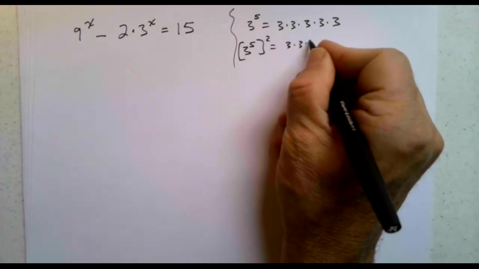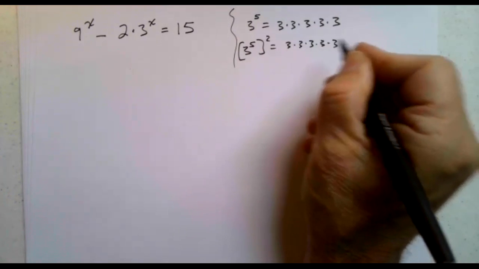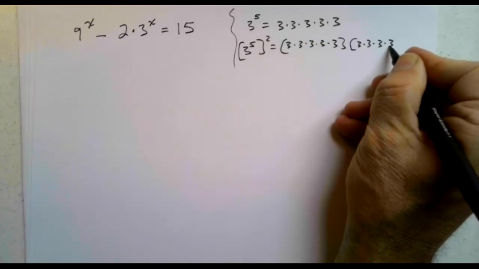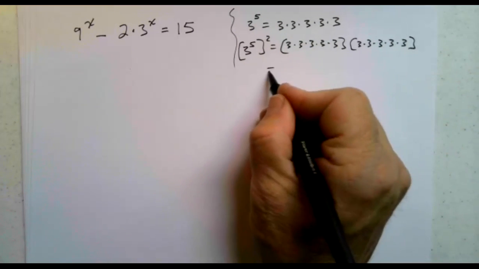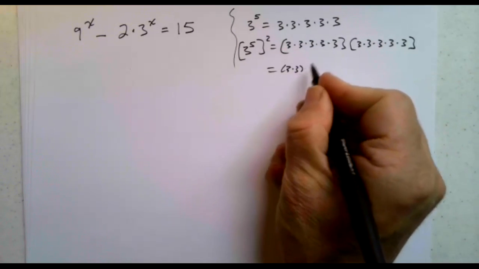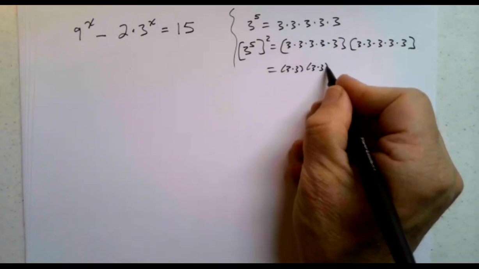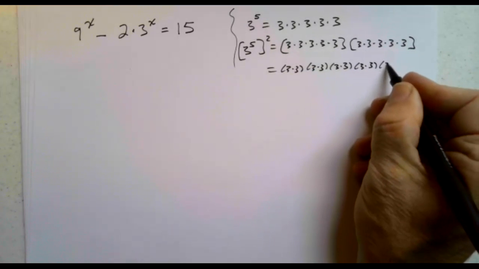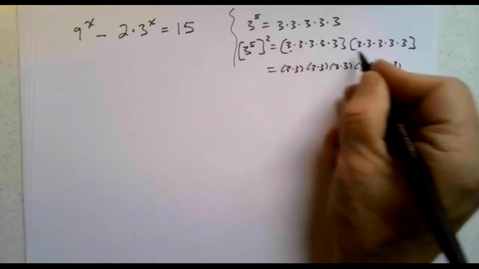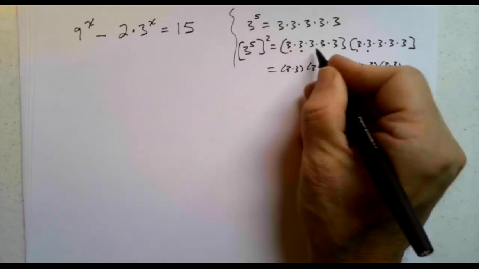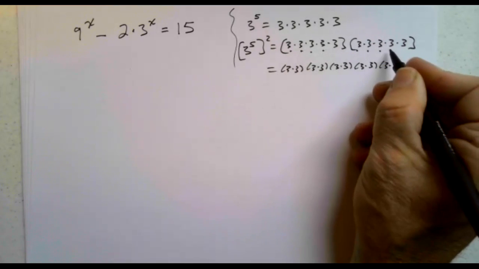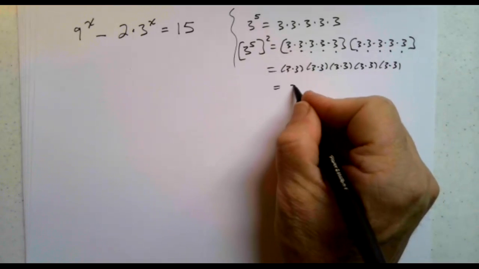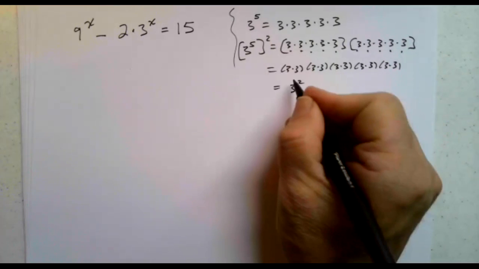That would be 3 times 3 times 3 times 3 times 3 multiplied by 3 times 3 times 3 times 3 times 3. So that's 3 to the 5th times 3 to the 5th, which is the same as 3 times 3, 3 times 3, 3 times 3, 3 times 3, 3 times 3. See, this first one times this first one, the second one times this second one, this third one times this third one, this fourth one times this fourth one, this fifth one times this fifth one. So 3 to the 5th squared is the same as 3 squared to the 5th.